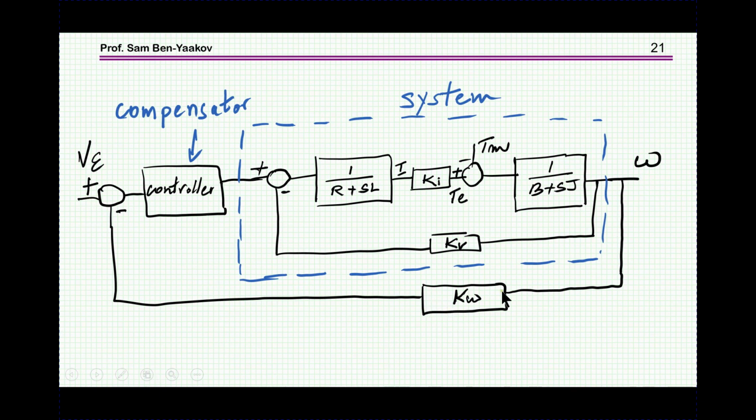This is a sensor for the speed. K omega is just a sensor for the speed. And this is the motor itself. As I've said, this is not actually an external feedback. This is just representing the internal back EMF imposed on the impedance. So in order to stabilize this system and to get the dynamic response you want, we need a controller here.